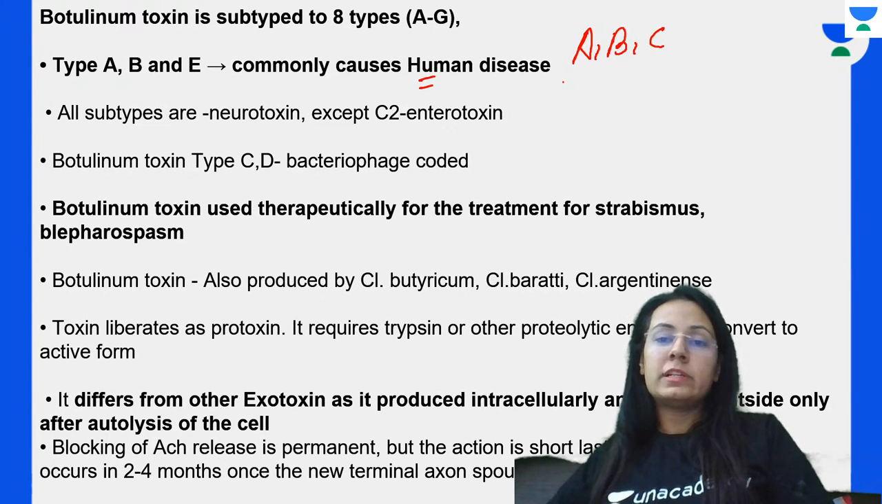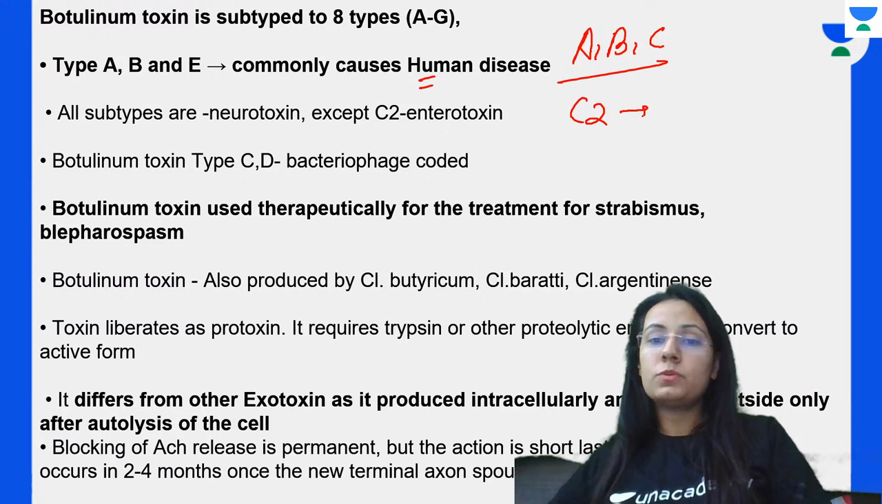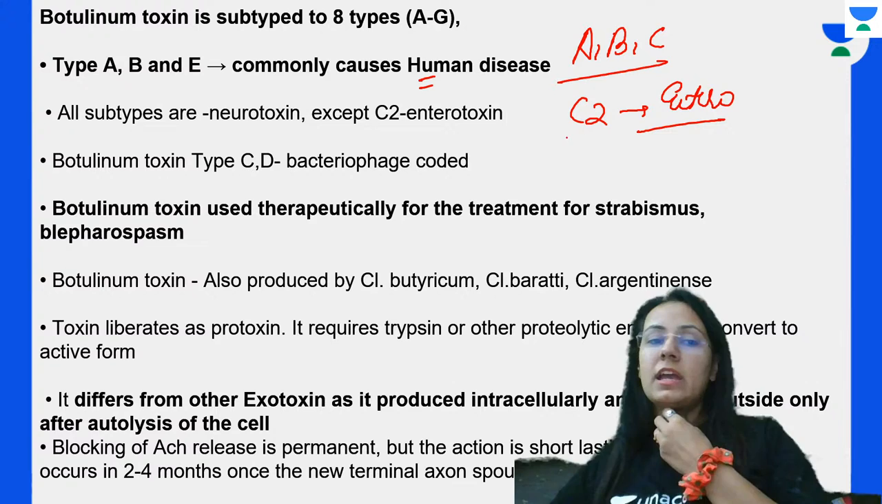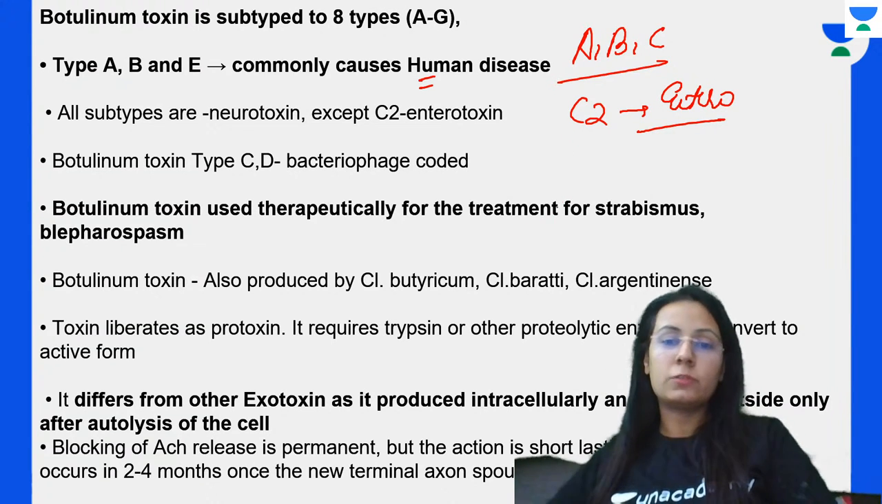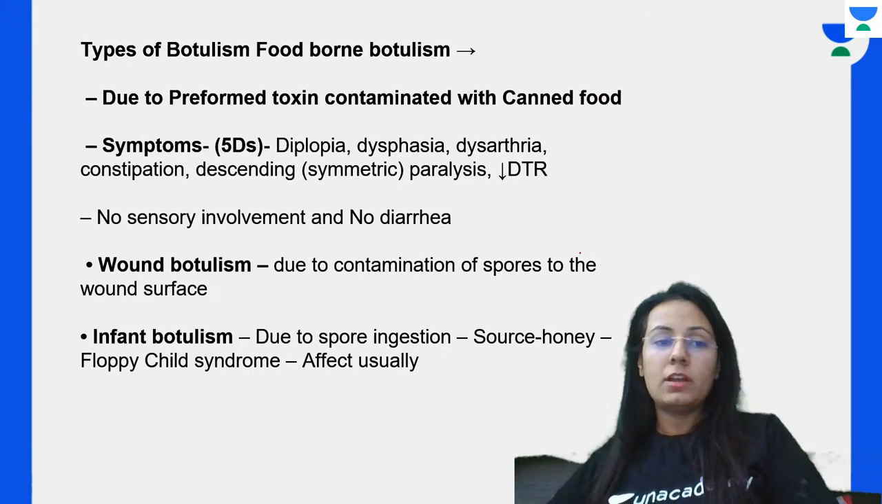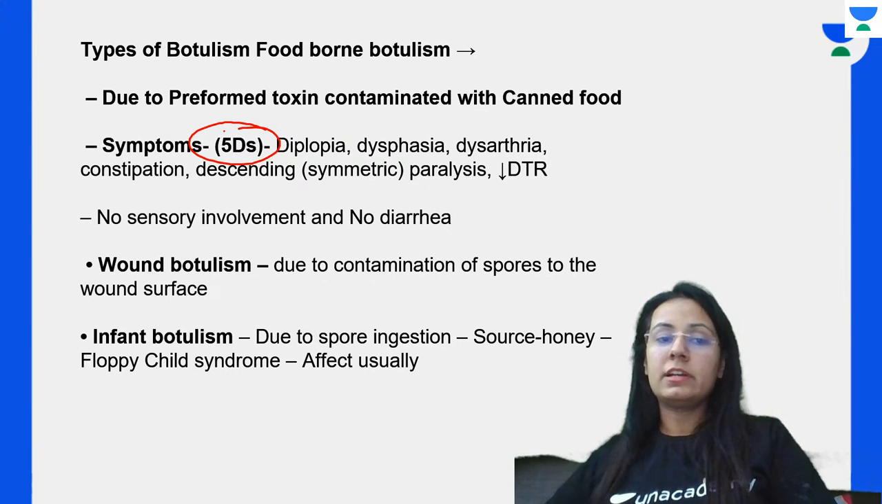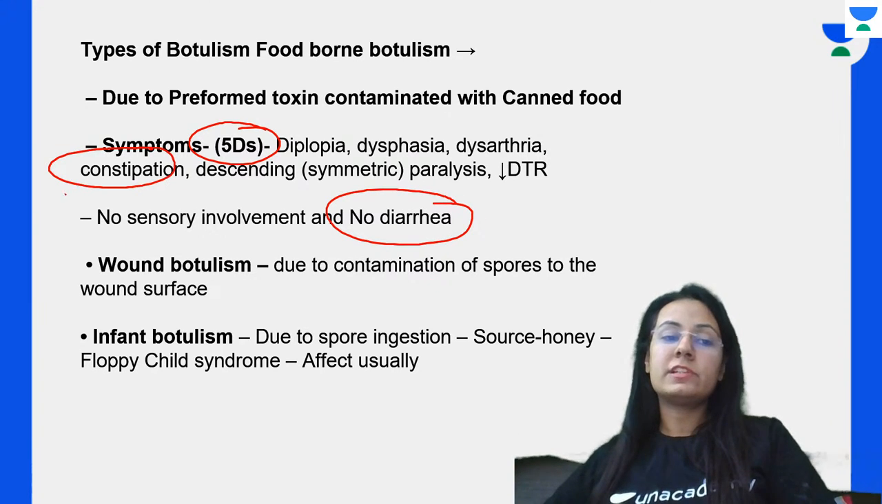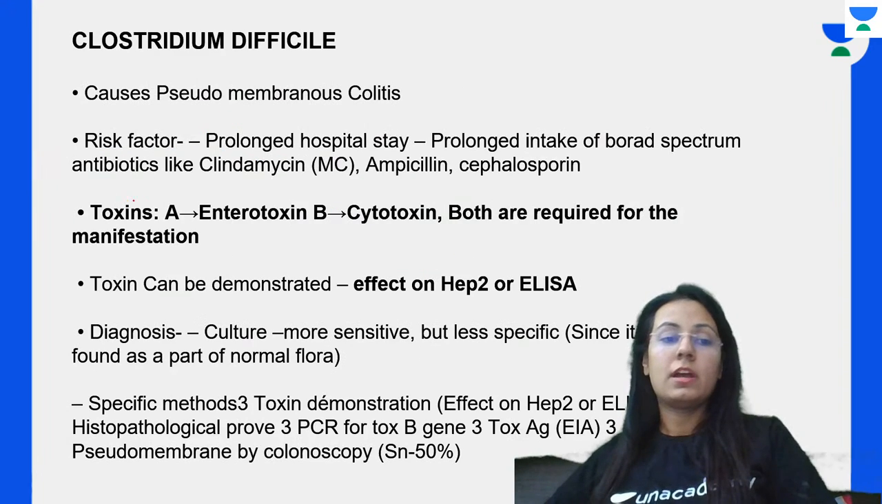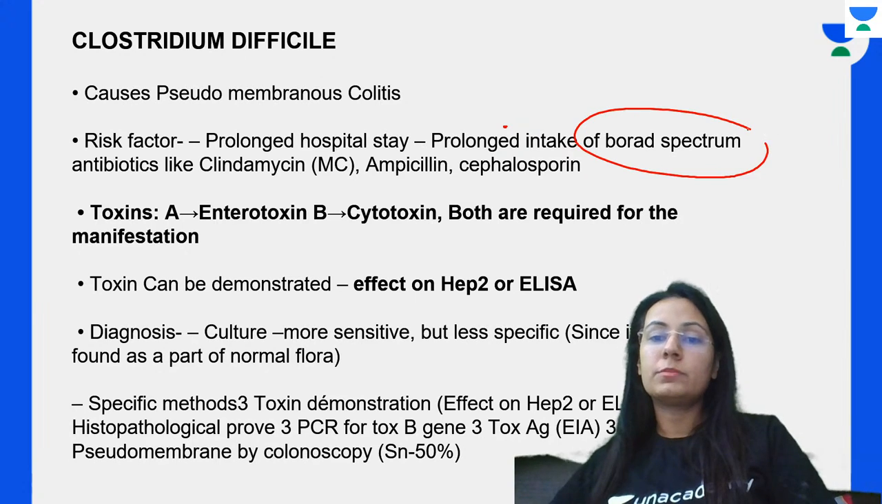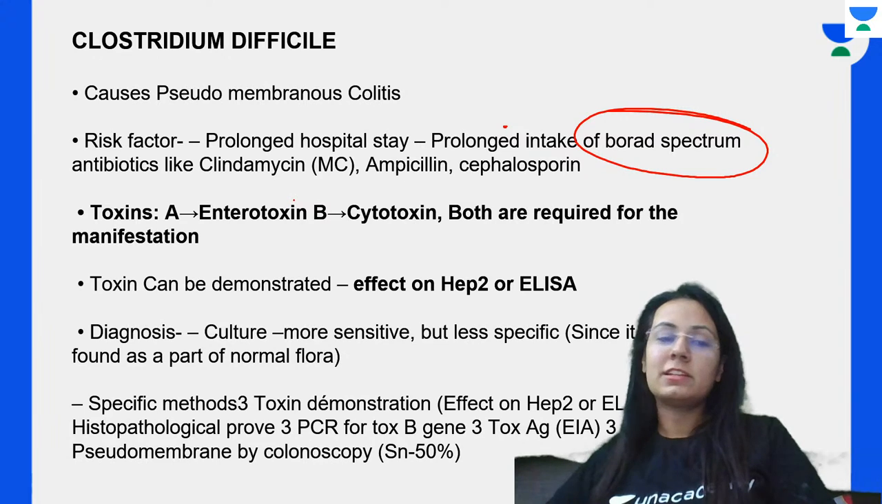Most pathogenic to humans are A, B and C, and C2 is an enterotoxin, while C. botulinum is what? Cytotoxin, and type C and D is what? Bacteriophage coded. Alright, now it causes the 5 Ds: diplopia, dysphagia, dysarthria, with no sensory involvement and no altered mentation, and constipation is a feature. We have seen the risk factors, that is the prolonged intake of broad spectrum antibiotics, and A and B, that is enterotoxin and cytotoxin.